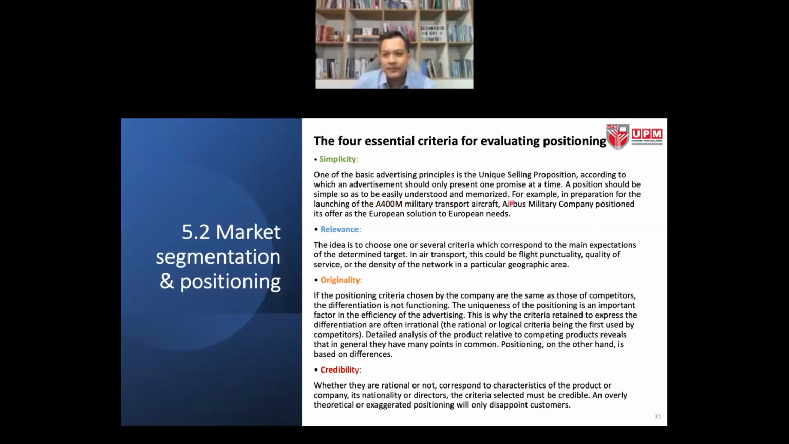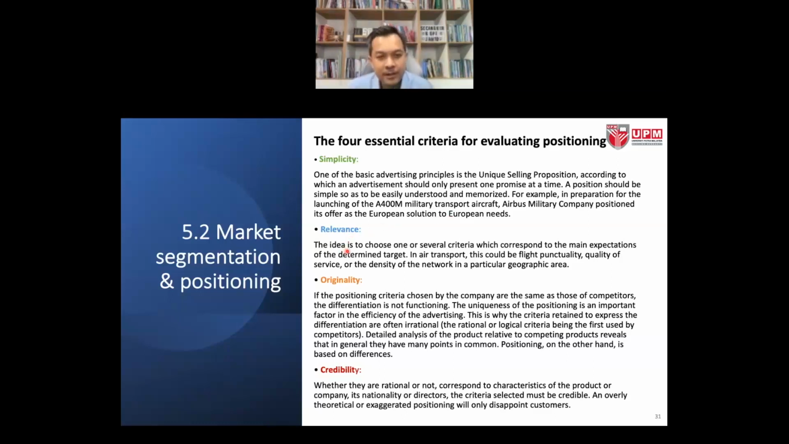For example, in preparation for launching of the A400M military transport aircraft, Airbus Military Company positioned its offers as the European solution to European needs. So that is what they use as a tagline. Okay, so you can look at other tagline for other airlines.